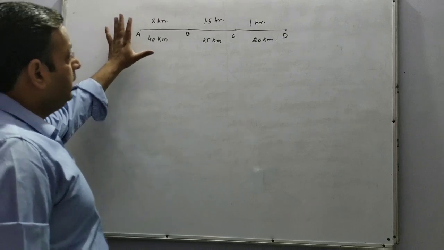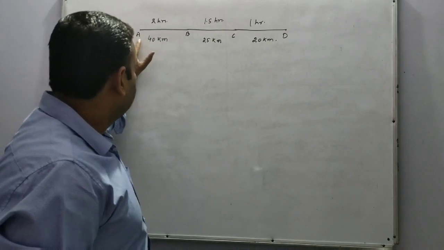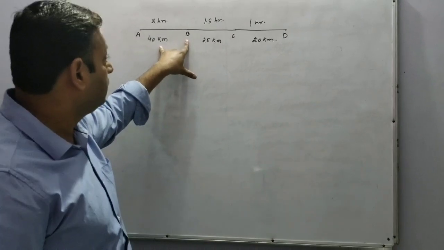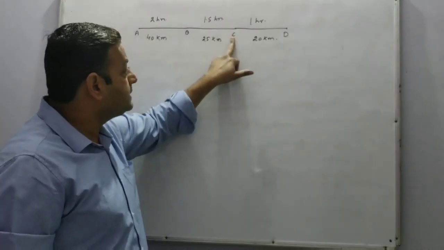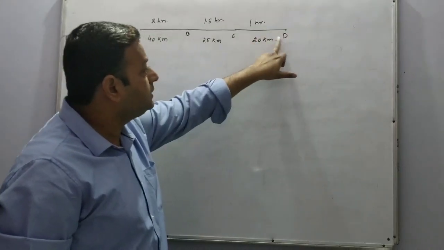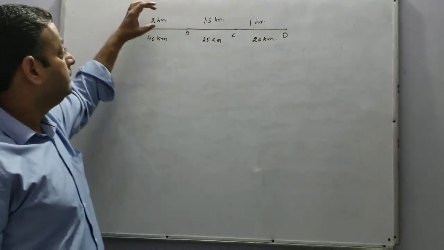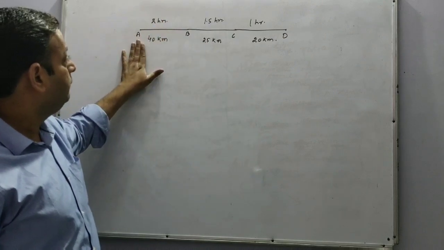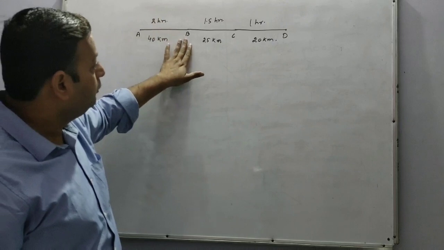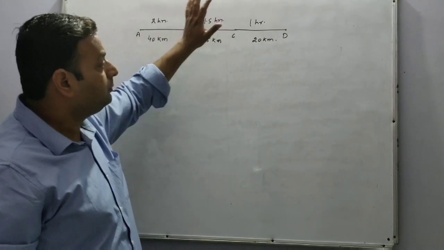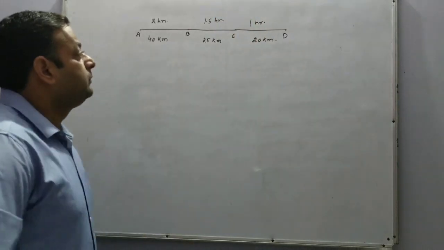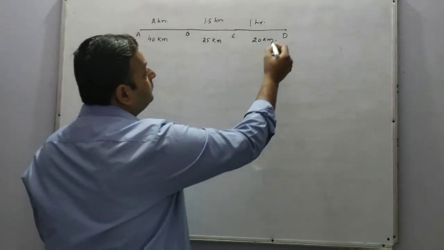So, according to the question, a person has moved from point A to point B, which is 40 kilometer apart. Point B to point C, 25 kilometer apart. Point C to point D, which is 20 kilometer apart. In the respective times, from moving A to B, he covered the distance in 2 hours. From B to C, he covered the distance in 1.5 hour, and from C to D, he took 1 hour.